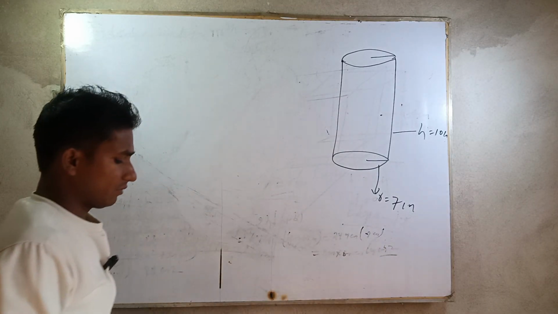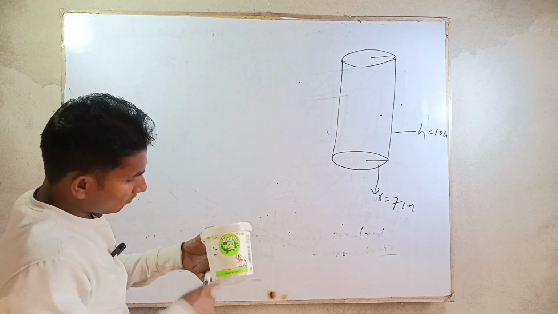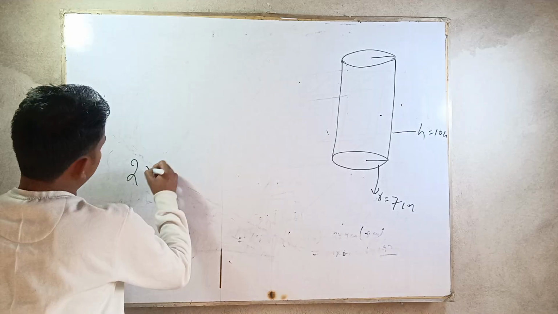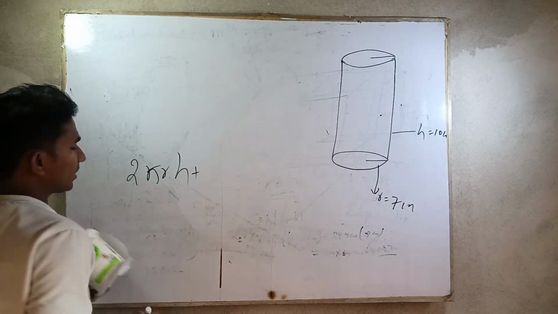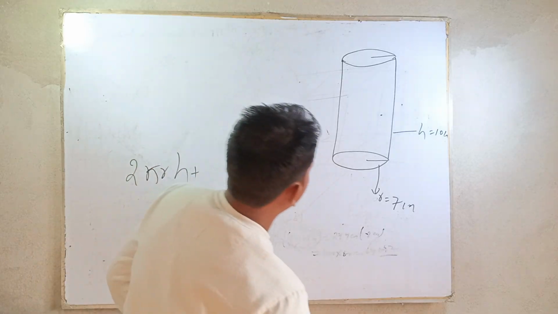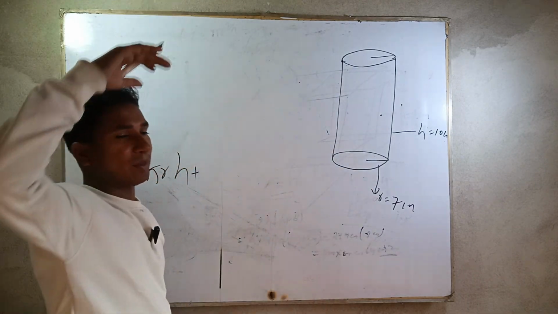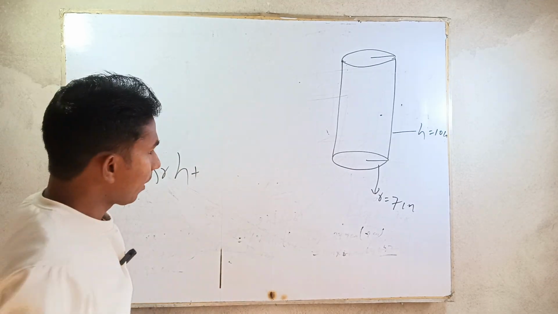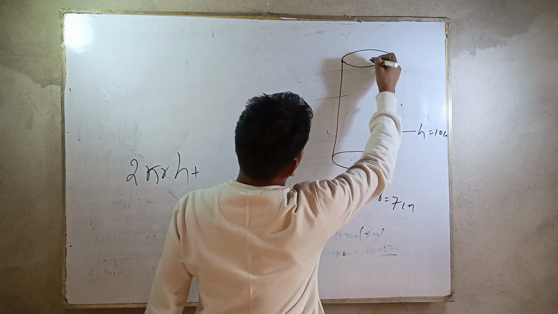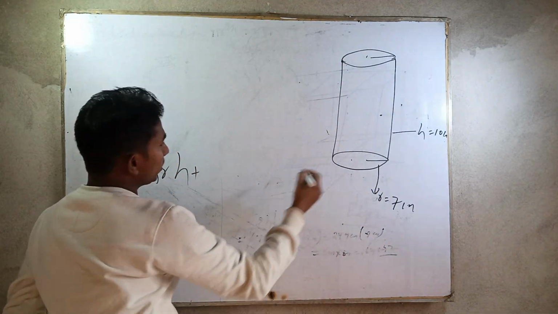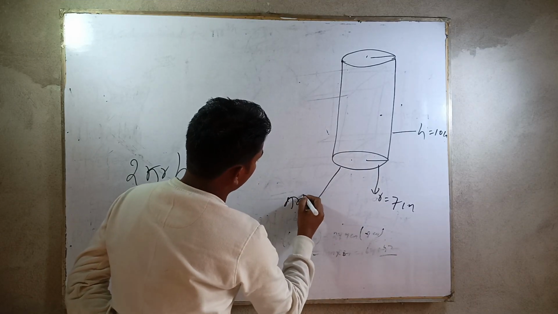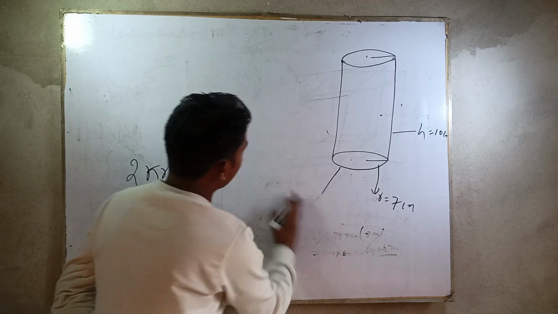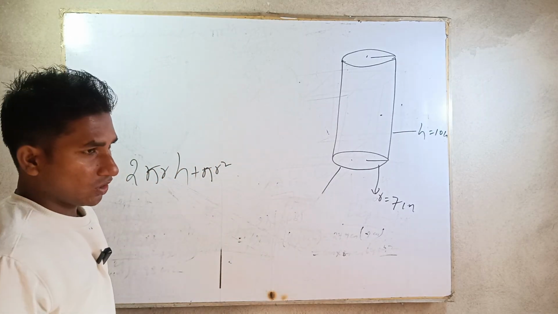Suppose I have this one, that means I know its lateral surface area is already 2 pi r h. If I have an upper part, I need to paint the upper part and the lower part too. If I have one roller, I need to paint this one and this one too. Then I know that its area is pi r square, so I will need to include pi r square.